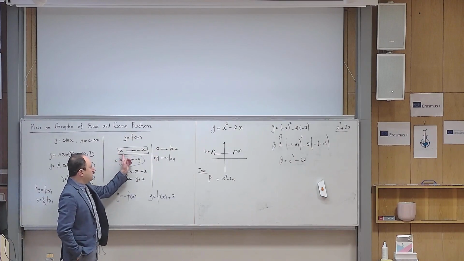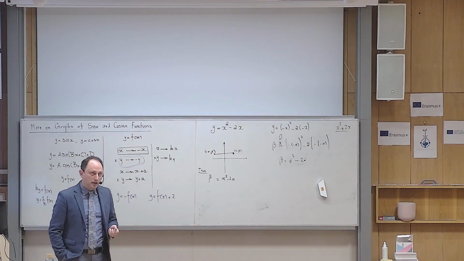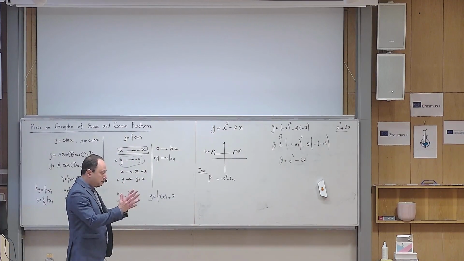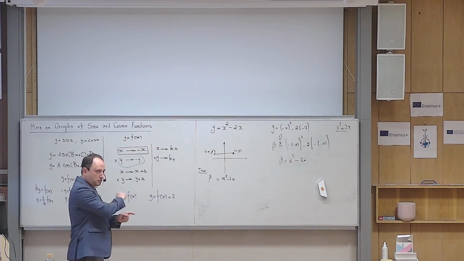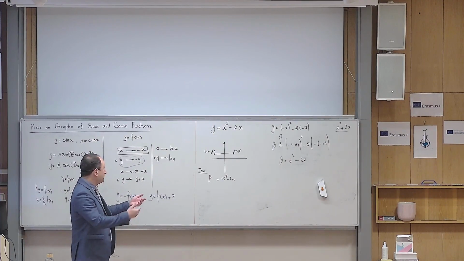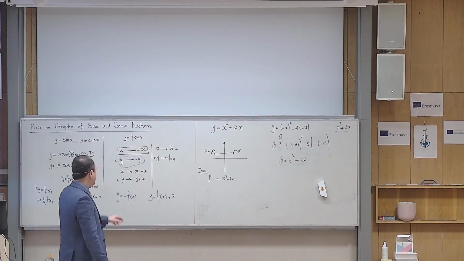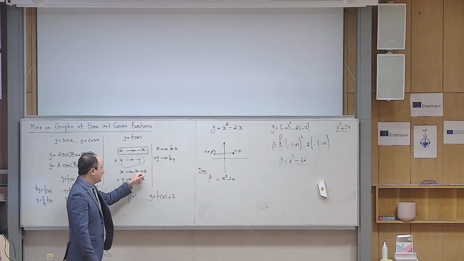If I take x's out and put minus x, it will be flipped about the y-axis. If I take my function, put it in a pair of brackets, multiply it by a minus sign, it means that I'm multiplying everything by a minus sign. It will be flipped about the x-axis. You need to remember that. And then let us understand the effect of this one.